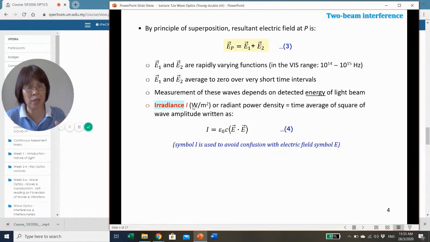What we measure is the irradiance, or the radiant power density, which is the time average of the square of the wave amplitude. It is written here as epsilon 0 c times the time average of the square of the wave amplitude. We are using the symbol I here rather than what we initially used in the second lecture, so that we don't confuse it with the electric field. From now on, we will use the symbol I for irradiance.